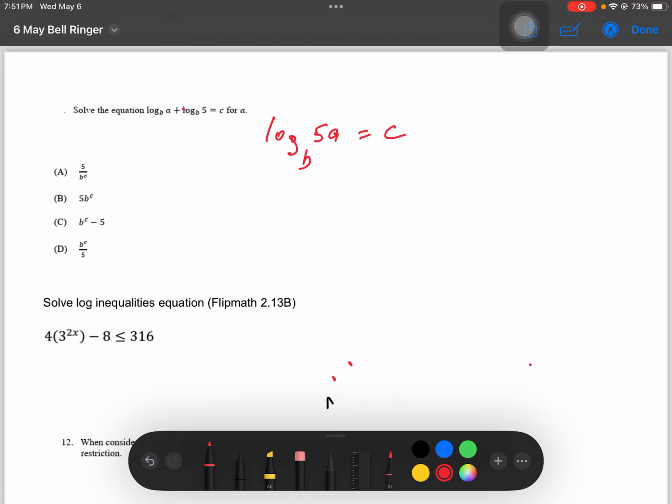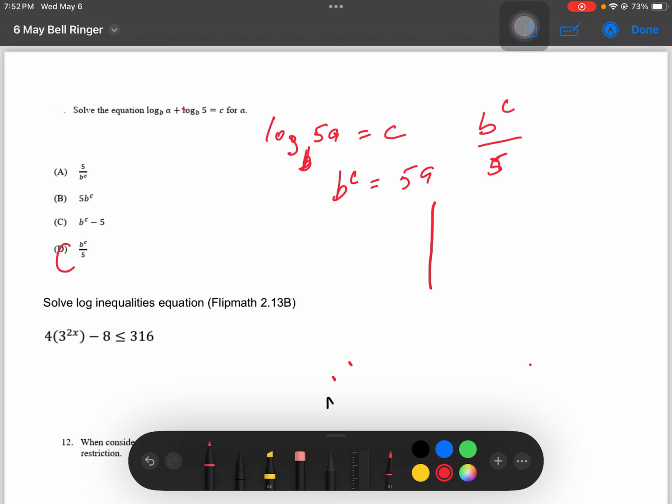And now if I want to solve for a, I'm going to write this in exponential form. That's a b right there. That's going to be b to the c is equal to 5a, and then just divide by 5 on both sides. We get b to the c divided by 5. Okay, and the answer is D. Good.